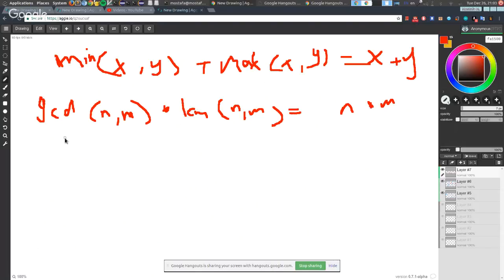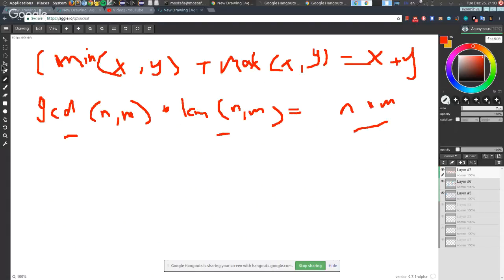Because here this takes the minimum of both powers, and here for each prime, here's the maximum of both powers for each prime. So using this, we are just adding the powers, so it's equivalent to making this multiplication.